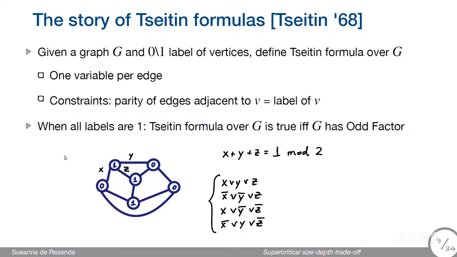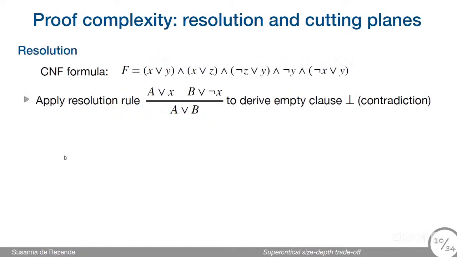So I have to introduce some proof systems. We've seen some of these already. Resolution, we've just seen. We have a CNF formula and we can apply the resolution rule. And we want to derive the empty clause to show that something is unsatisfiable.